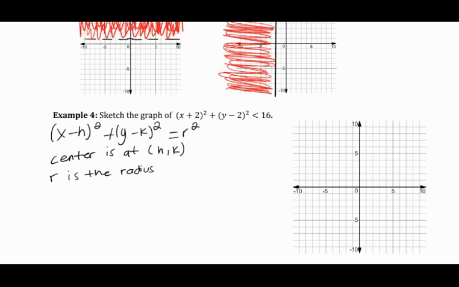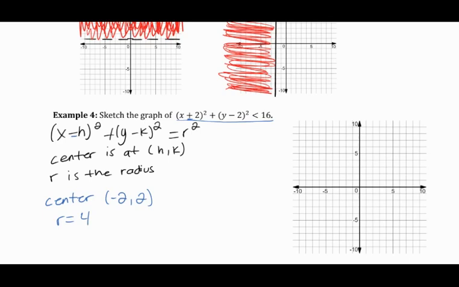So from the information we have over here, from this inequality, we have x plus 2 squared plus y minus 2 squared is less than 16. So from there, we can tell that the center is going to be -2, comma 2. Why -2? Because this is a positive and this is a negative. So a negative times a negative makes a positive. And the radius is going to be the square root of 16. And the square root of 16 is 4. So that's all the information we need to graph.